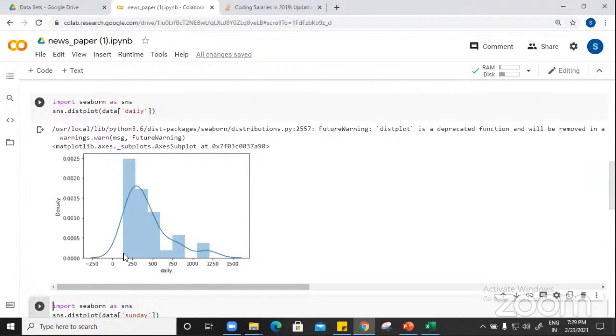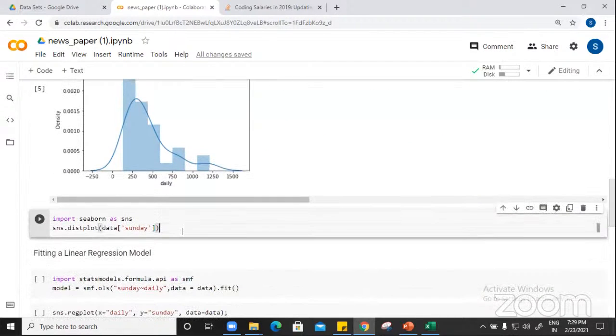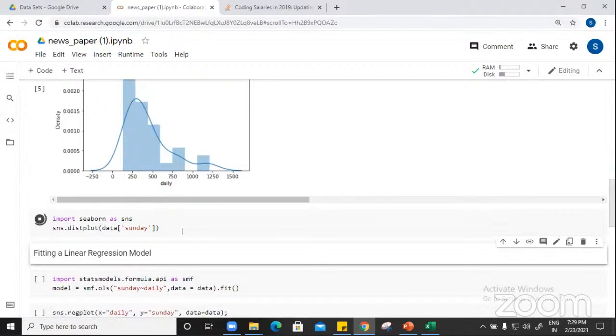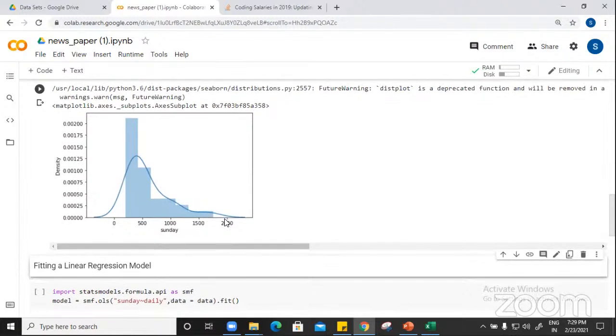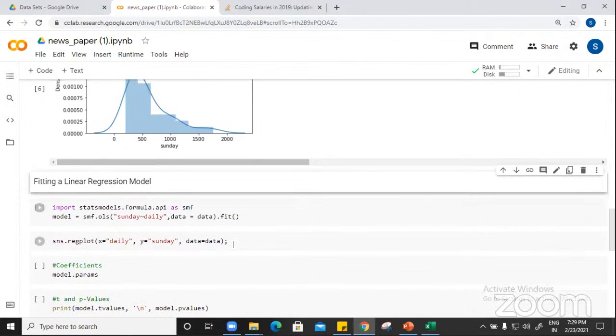Yes, so this is the distribution plot for the daily variable. And what do you observe here? Is it a symmetrical distribution? No, there is skewness. That means the values extend to the right side of the main distribution. Here, a right skewed distribution. Fine. Let us see for the Sunday also. Yeah, here also the same distribution, right? So the skewed distribution is there. Fine. Now let us go for the linear regression.